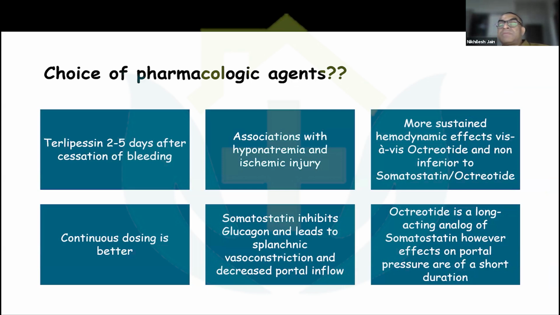it aggravates ischemia. You can get more sustained hemodynamic effects by terlipressin vis-a-vis octreotide, and it is actually non-inferior to somatostatin or octreotide. Try to use a continuous dosing, which is actually better. Somatostatin will inhibit glucagon and lead to splanchnic vasoconstriction and decreased portal inflow, whereas octreotide is a long-acting analog of somatostatin. However, its effects on portal pressure are actually of a very short duration.